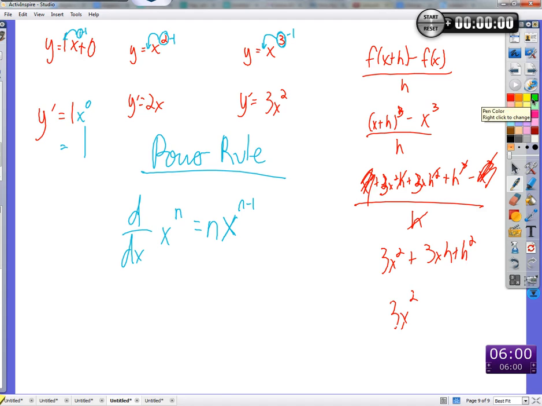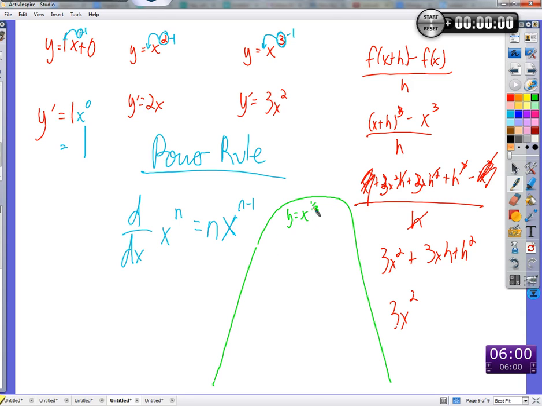Let's go back to that AP question. It was y equals x to the 1/3, and they wanted to know, is it differentiable at x equals 0? Does it have a derivative? Now we can find the derivative. It's a power. Any power, this will work with. Okay? Any power.